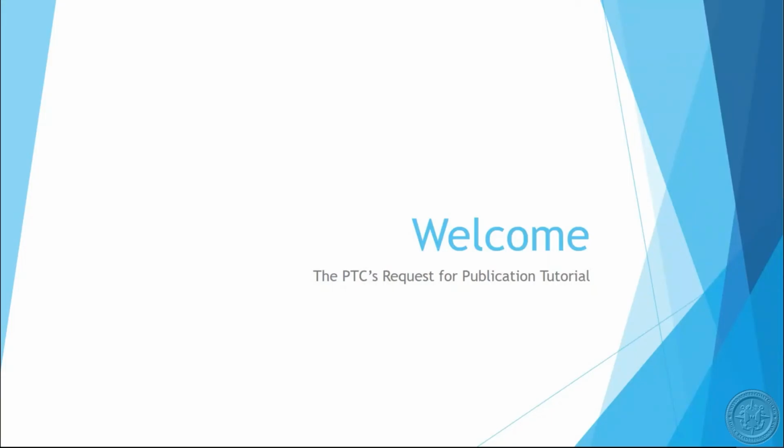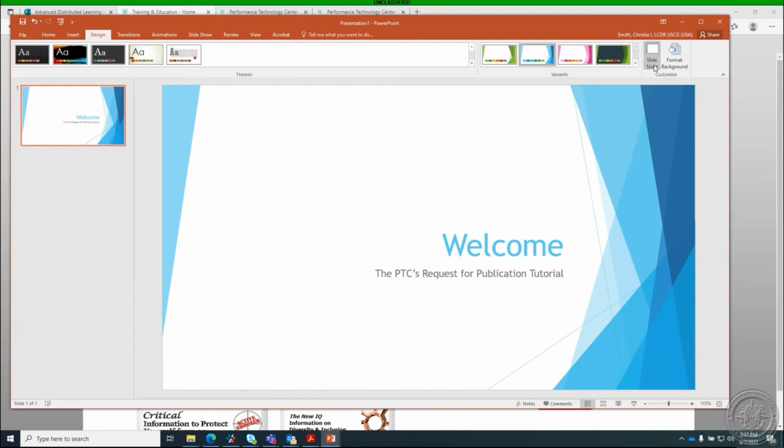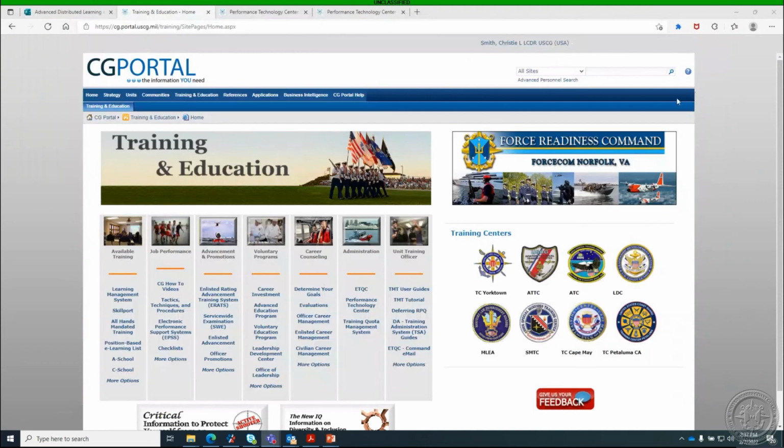This tutorial will cover PTC's request for publication onto the LMS. So if you bear with me for a moment, I'm going to walk you through the process of our new form. First, let's talk about where you find the form. If you are on the main portal page and you select Training and Education, you will find this page. You can get to the Performance Technology Center's portal page here.